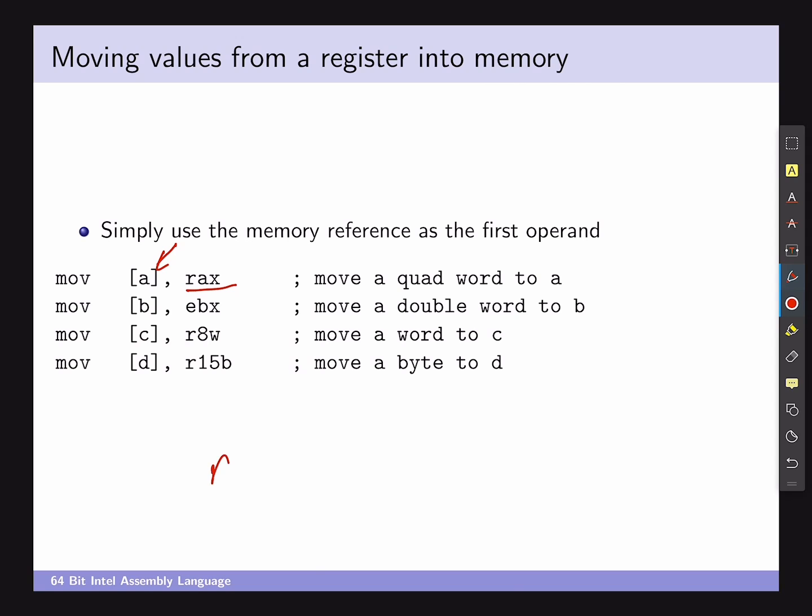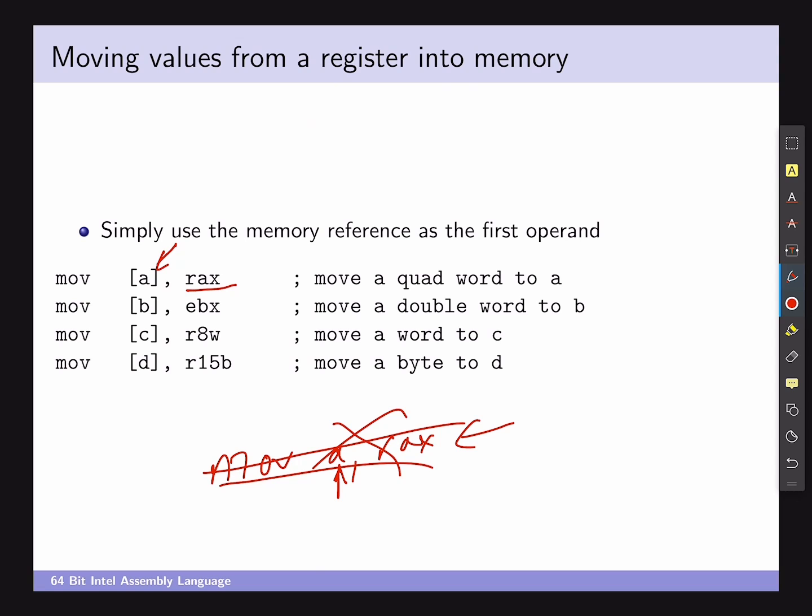If you tried to write an instruction like this, the assembler will simply yell at you and tell you that it's not an allowed instruction because you cannot change an immediate value. Basically, it says, well, you can't change the constant A, so it won't let you do that.